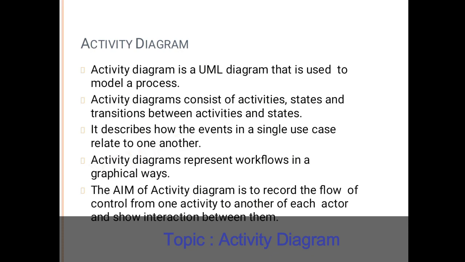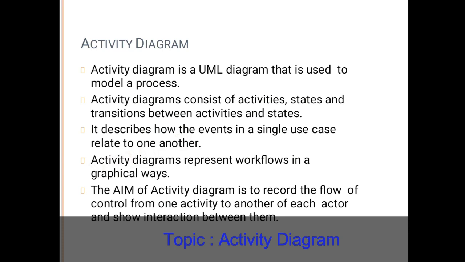This is a very important topic for the GTU exam, and in the GTU exam a question is asked like: explain activity diagram with simple example. Whenever this type of question is asked in the GTU exam, you have to write this type of answer for activity diagram with example. Okay, so let's start.